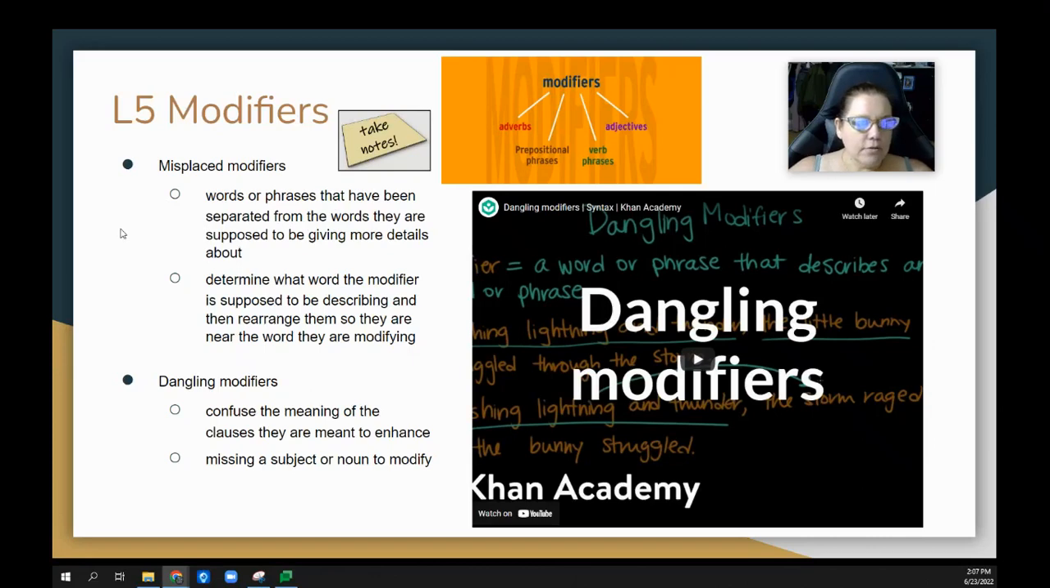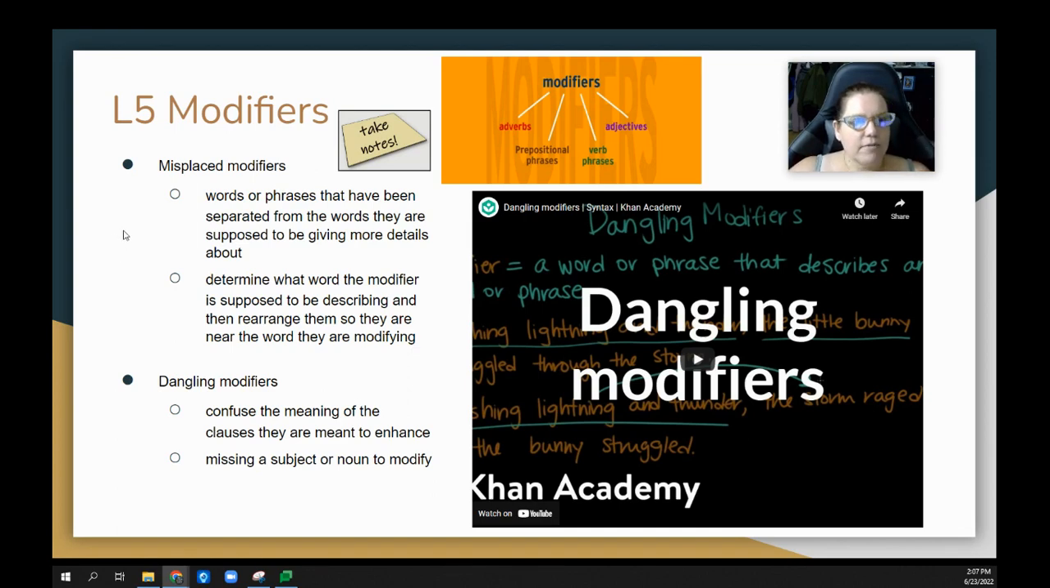Also included in lesson 5, you will learn about modifiers. Modifiers modify other things in the sentence, like adverbs, prepositional phrases, verb phrases, and adjectives. Those are all modifiers. You can have misplaced modifiers and dangling modifiers.